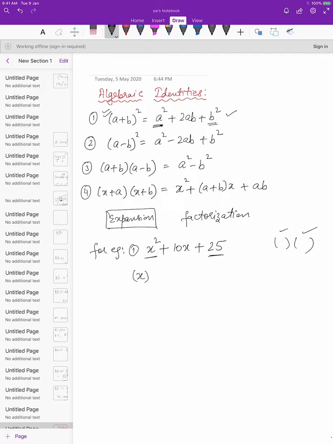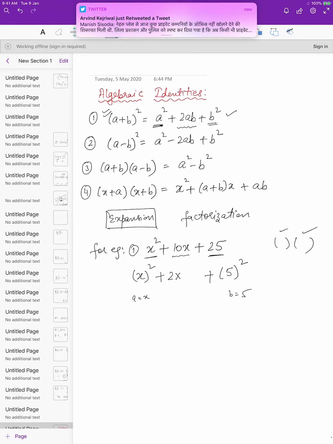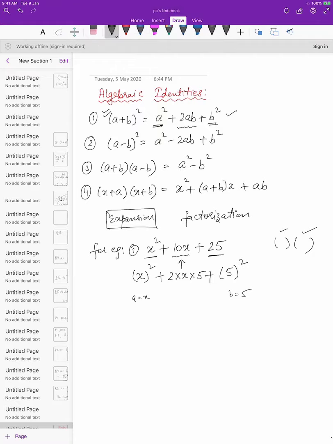So let me write it in that format, x square plus, let's leave the middle term as it is, and 25 can be written as 5 square. Now I have to check whether the middle term is also in the format of 2ab. Because now you have chosen your a and b in the question. Your a will be x and b will be 5. So let me check, is the middle term also in that format? I will write 2 into a into b. What is a in this case? x, and b is 5. So if I multiply these three, am I getting 10x? Yes, I am getting 10x.